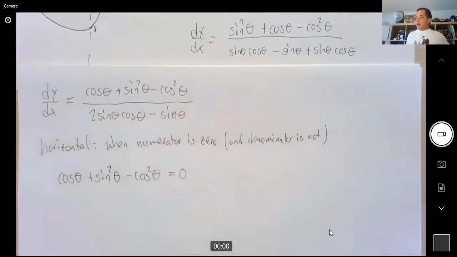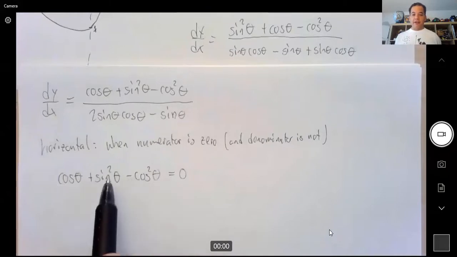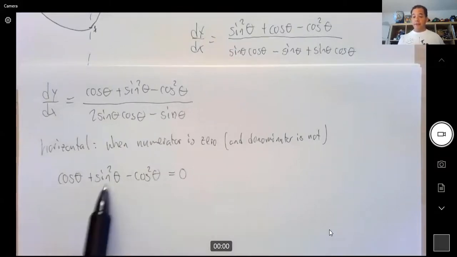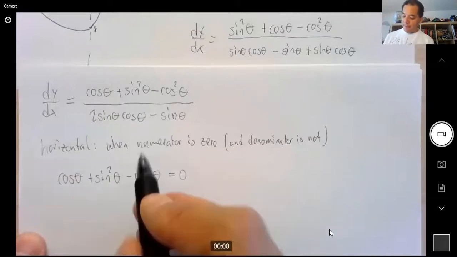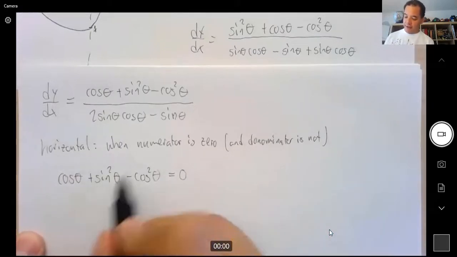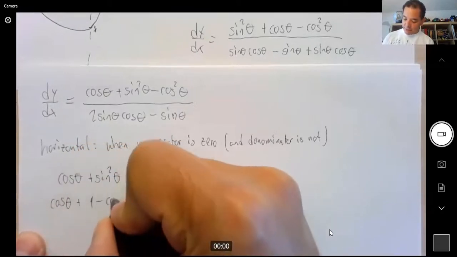Now, we need to solve for theta here, and this is difficult because we have sine squared and cosine squared. So the first hint here is to get rid of sine squared, because it's better if we only have one trigonometric function, and in this case, the better way is to write everything in terms of cosine. So let's change this sine squared. That will be 1 minus cosine squared.